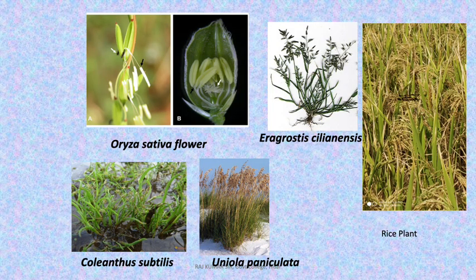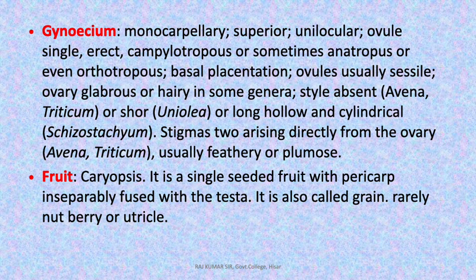This slide shows the pictures of Oryza sativa flower, Eragrostis, rice plant, Uniola paniculata, and Coleanthus subtilis. Gynoecium is monocarpellary, superior, unilocular. Ovule is single, erect, campylotropous or sometimes anatropous or even orthotropous. It has basal placentation. Ovule is usually sessile, ovary glabrous or hairy in some genera.